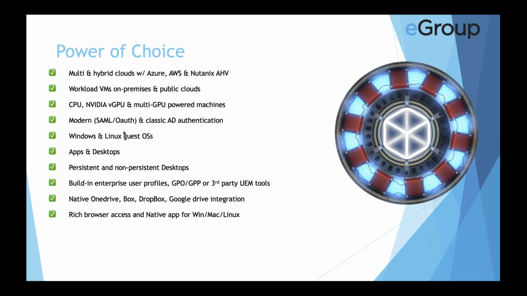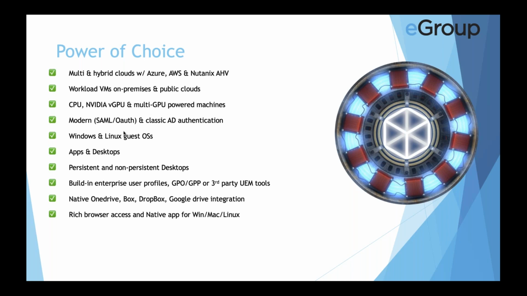Power of choice, right? I think this is a crucial one that really, when we look at Nutanix as an overall company, as an overall kind of software, hardware environment, that's a key point for this, right? Freedom of choice. Multiple hybrid clouds, right? I can exist in Azure, AWS, and Nutanix on-prem if I need to, in a variety of different scenarios between those. Workload VMs, on-premise and public cloud. Again, I can pick where I need my workloads to live.